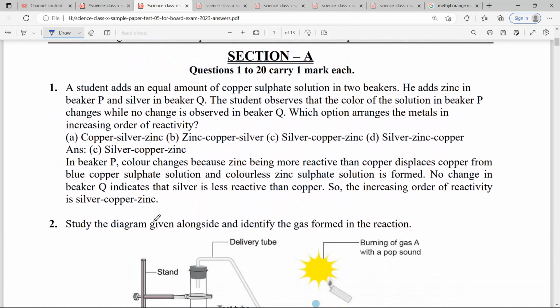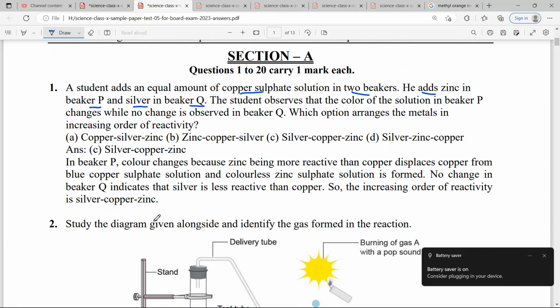A student adds an equal amount of copper sulfate solution in two beakers. He adds zinc in beaker P and silver in beaker Q. The student observes that the color of the solution in beaker P changes while there is no change observed in beaker Q. Which option arranges the metals in increasing order of reactivity?